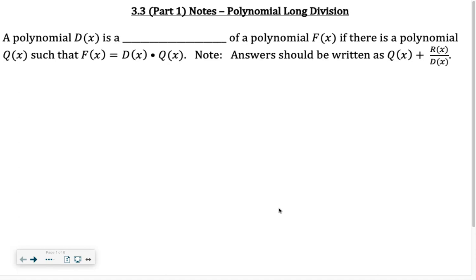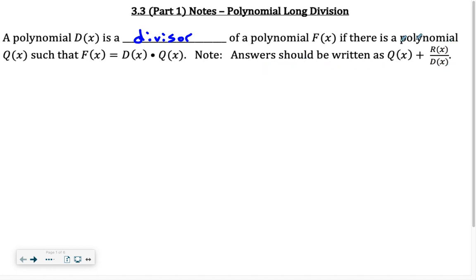All right, in 3.3, we are going to talk about dividing polynomials. So in part one, we're going to look at long division. Now, we say a polynomial, and we can call it d of x, is a divisor of a polynomial if there is a polynomial q of x, we'll call q the quotient, such that f of x equals d of x times q of x. Now, we'll look at examples of what this means here in just a second.